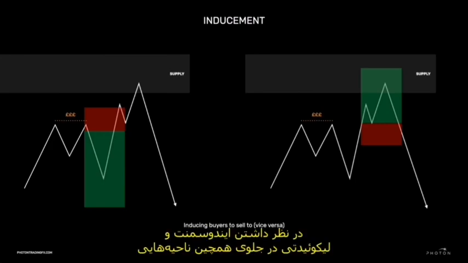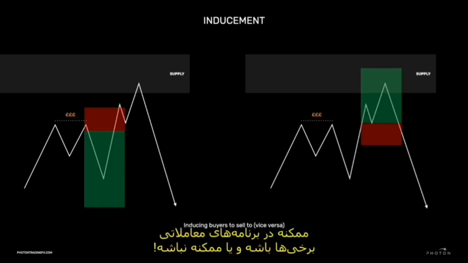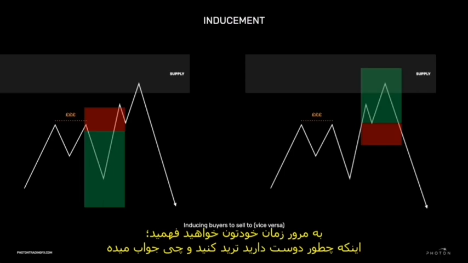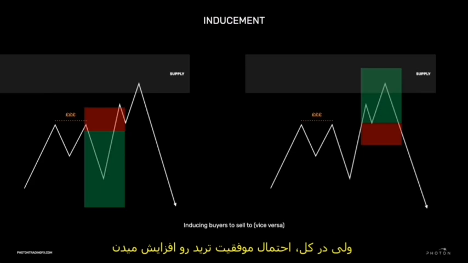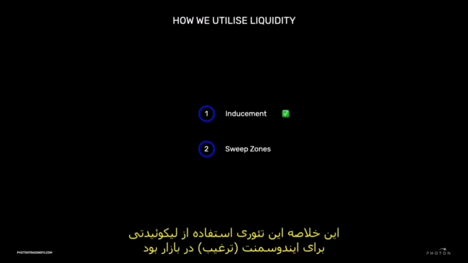So having inducement and liquidity like this in front of a zone is not necessarily a strict requirement. It may be in your plan, it may not be in some of your plans, right? You'll figure this out with time, how you like to trade, what works for you and what doesn't. But in general, they do definitely increase the strike rate overall. So that's a brief overview of the theory behind using liquidity for inducement in the market.